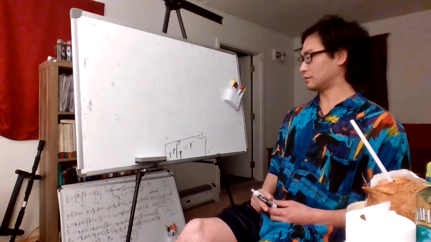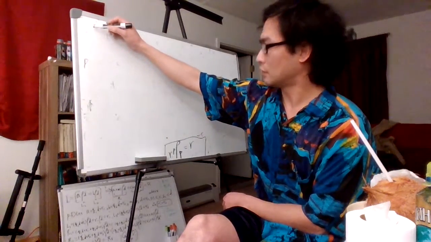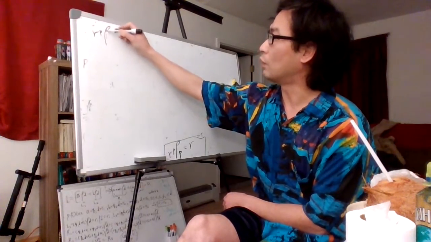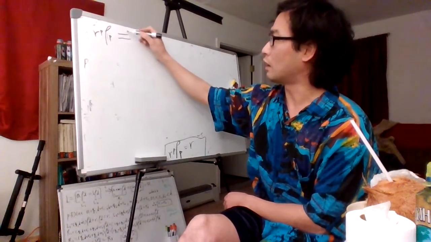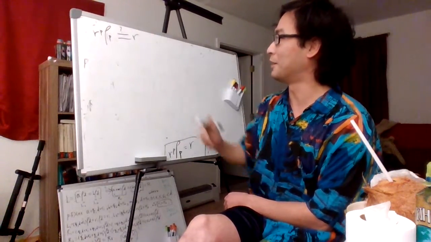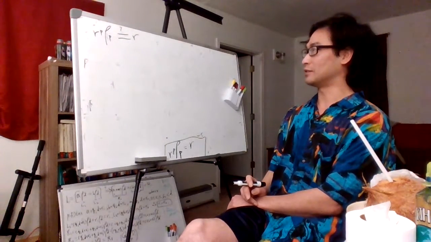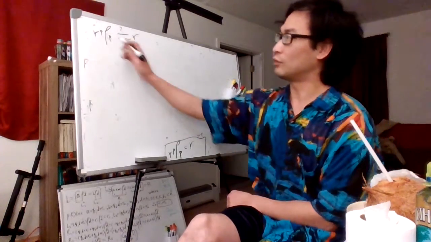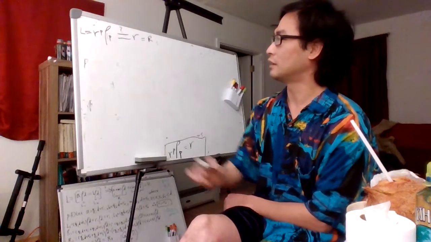Well, let's state the problem. r to the p mod p, is this equal to r? So it's a special case of Fermat's little theorem, all right? We'll put this as left hand side and this as right hand side. Okay, so proof.